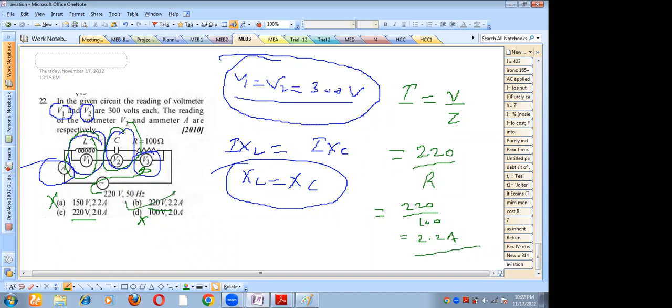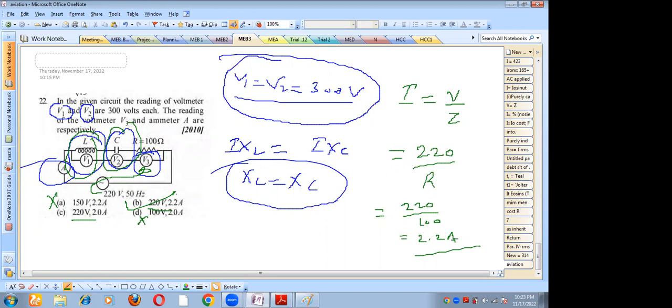The correct answer is... Sir, will your I be I RMS or I not? Pardon? Here we are equating I equal to 220 by R, right? Should we consider I not? No, it is I RMS. Whenever nothing is given, we have to consider RMS. The 220 volt is actually the RMS value. So if we are taking RMS voltage, we have to take RMS current. Okay.